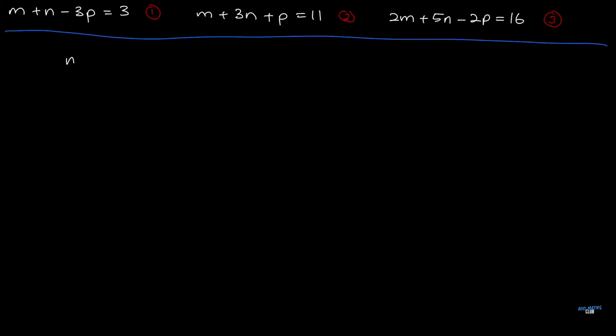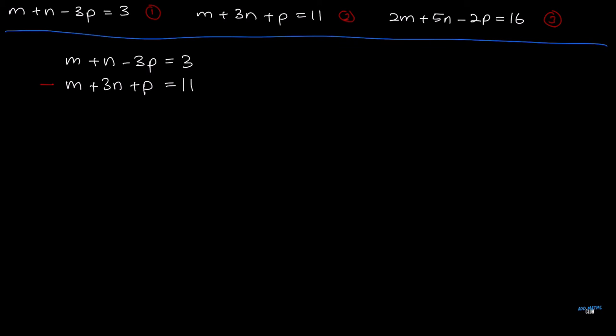So equation 1 is m plus n minus 3p equals to 3. And then below that I'm going to write equation 2. M plus 3n plus p equals to 11. Remember I said saya kena tambah ataupun tolak, correct? So here I'm gonna minus.